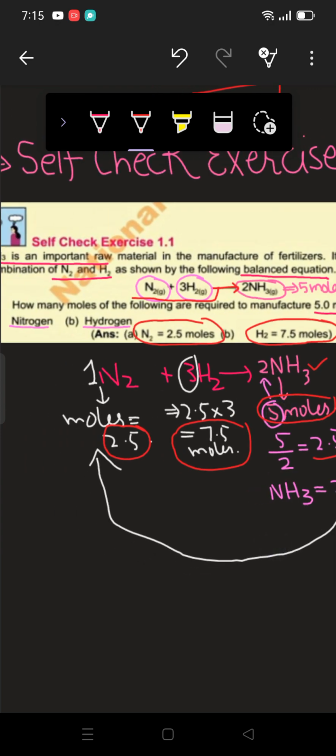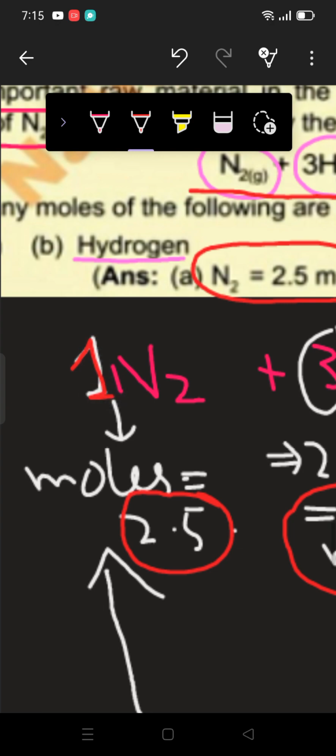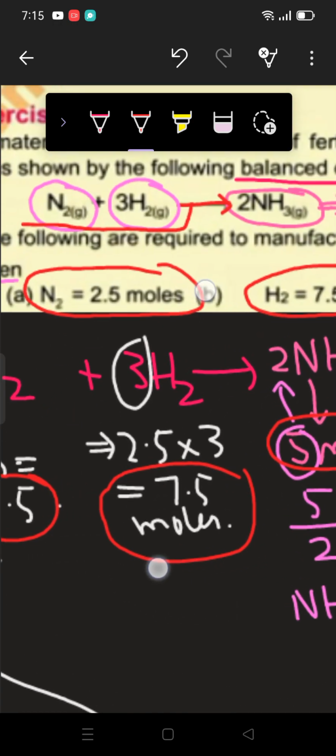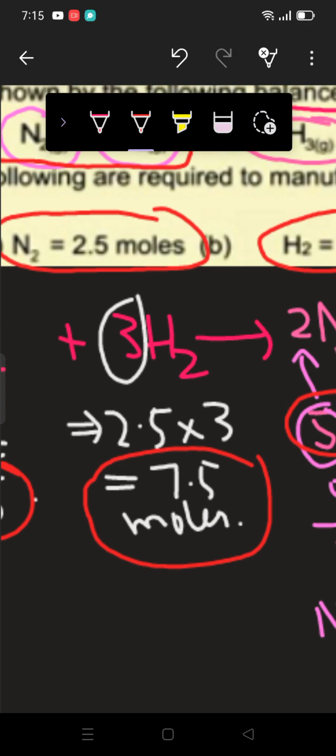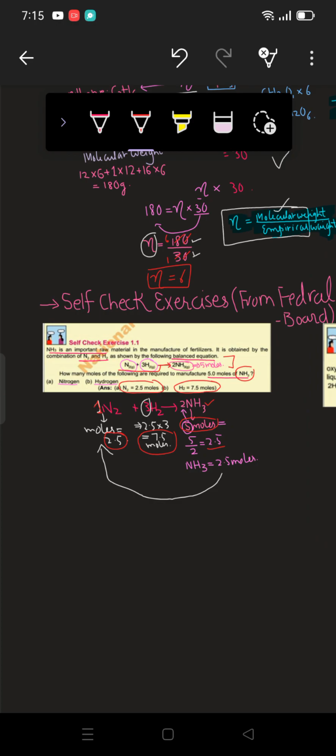So if there is 2.5 mole, how many moles of N2 would be there? Of course, their stoichiometry coefficient is 1. So this 1 will be multiplied by the one compound of NH3 moles, and that is 2.5. Then we said here there is a stoichiometry coefficient of 3, so 3 will be multiplied by the one compound of NH3 moles. So 2.5 into 3 has given us 7.5 moles. And here we completed our 1.1 self-check exercise.